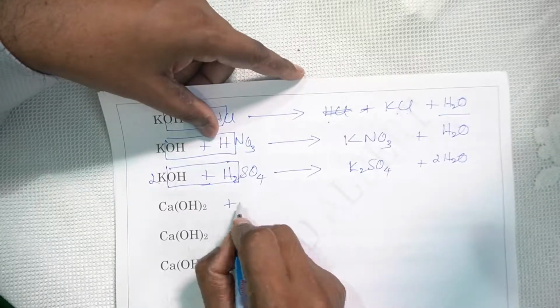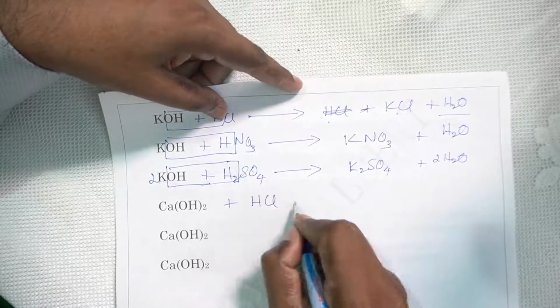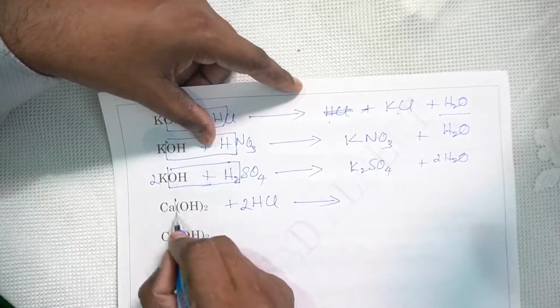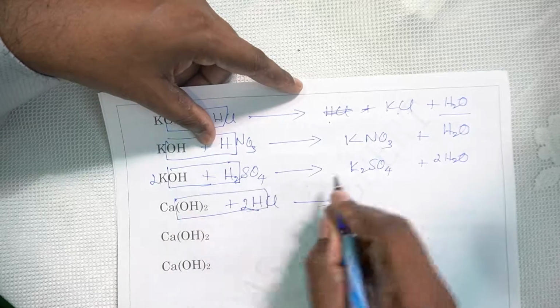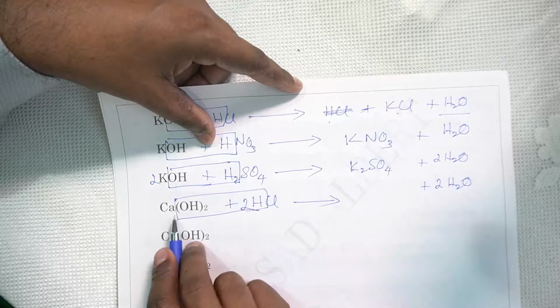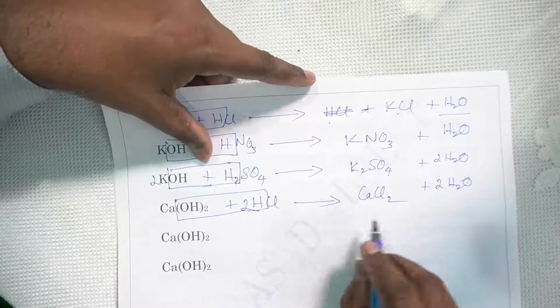If you take calcium hydroxide, Ca(OH)2, plus if you take the hydrochloric acid, it's a divalent metal, 2 OH groups are there, so 2 HCl is required. 2 OH and 2 hydrogens from here will make 2 H2O, 2 molecules of water, Ca and Cl. So you get CaCl2, divalent metal, right?